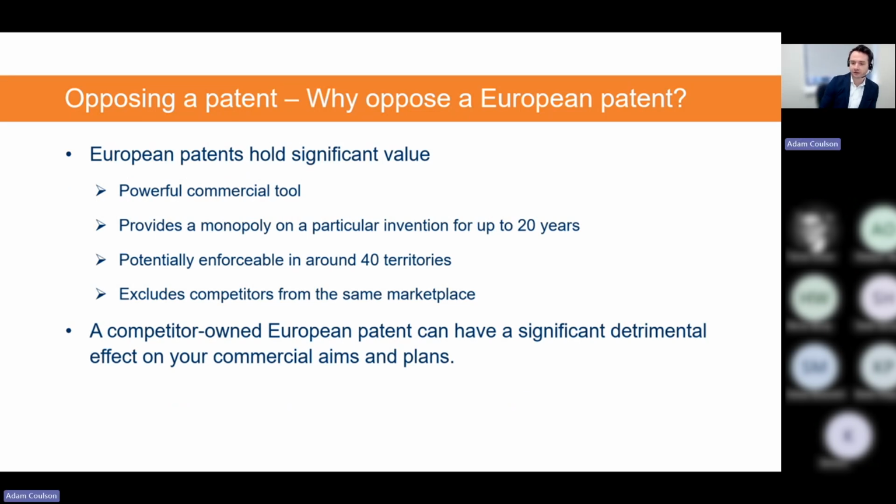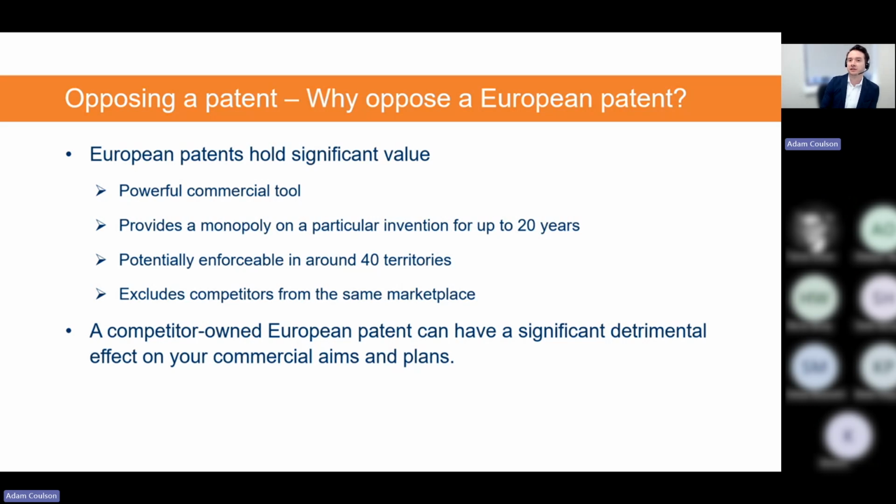So, moving on to why should you oppose a European patent? The potential value of a European patent should not be underestimated. The European patent acts as a powerful commercial tool which can be used to monopolise the patent owner's invention for up to 20 years from the date of filing the patent and in up to over 40 territories.